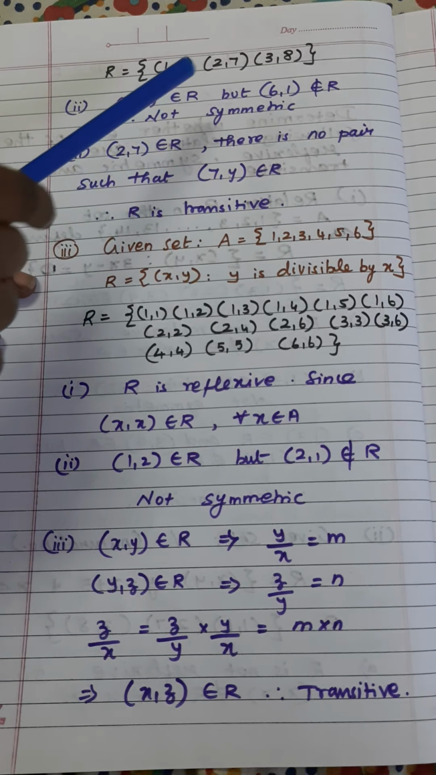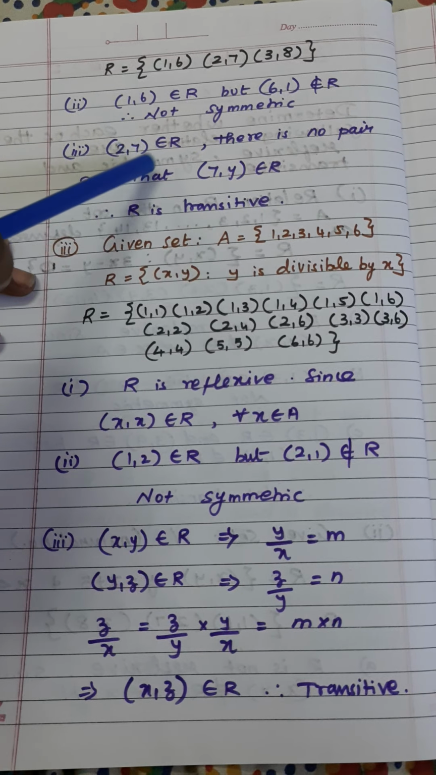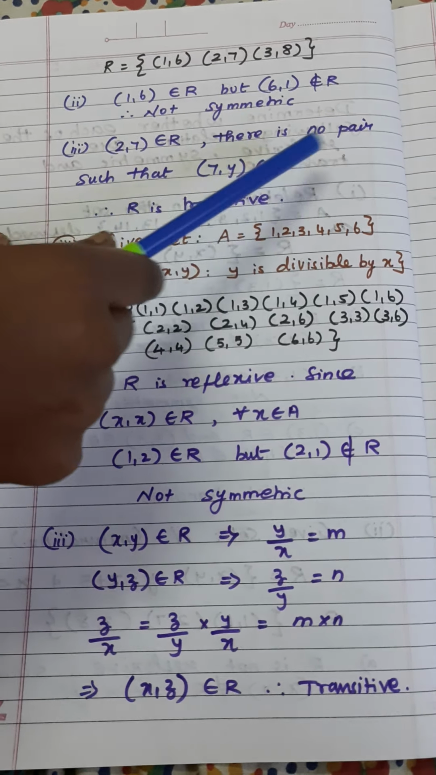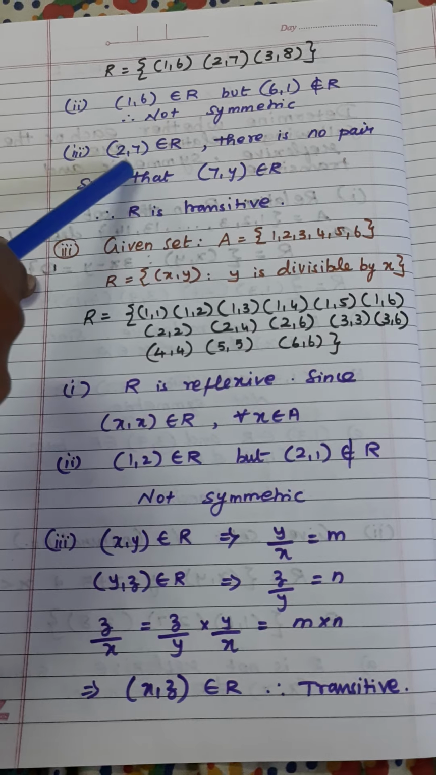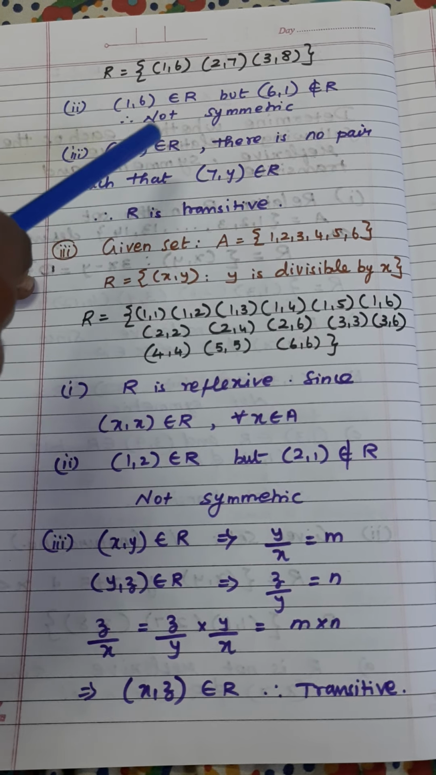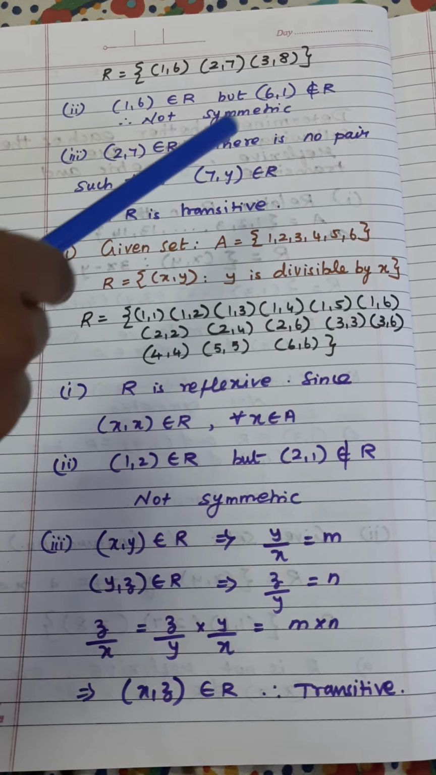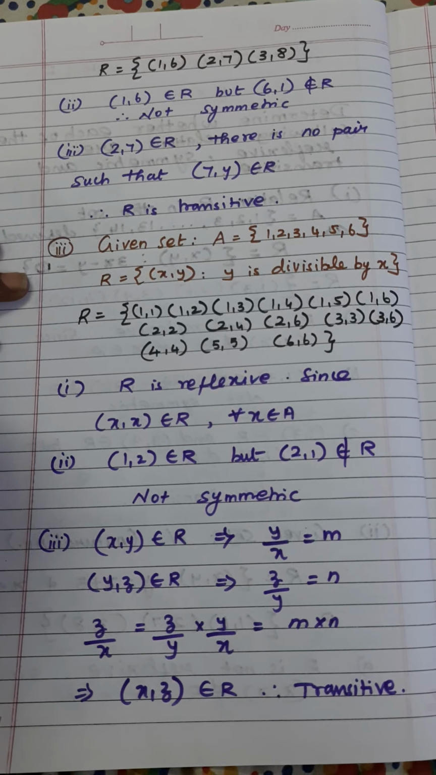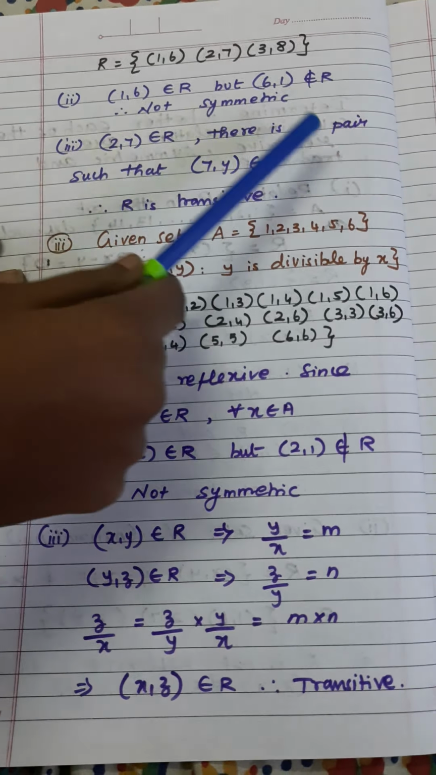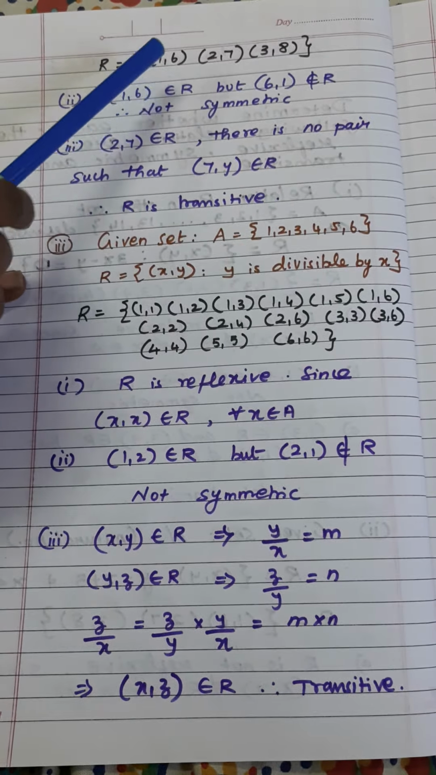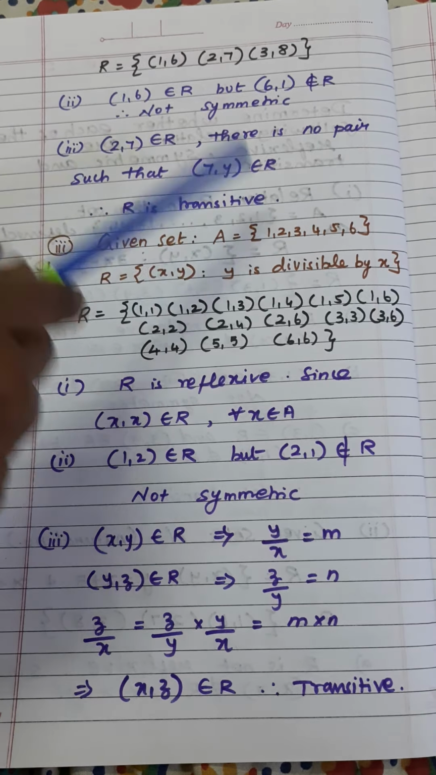Take the element (2, 7). (2, 7) belongs to R, but there is no pair of the form (7, y). Actually we need to check: if (a, b) and (b, c) belong to R, then only do we check whether (a, c) belongs to R or not. But here the second ordered pair is not there in the set. So directly it is transitive.